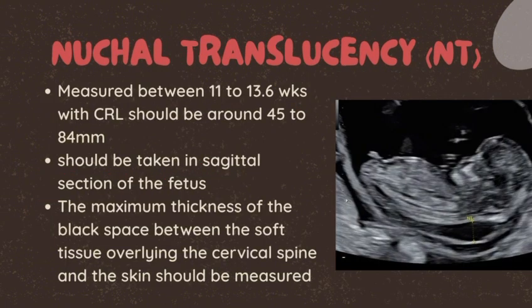The fourth slide is about nuchal translucency. Nuchal translucency, or NT, refers to the fluid-filled space at the back of the fetal neck. NT is measured between 11 and 14 weeks of gestation, when the crown rump length, also known as CRL, is between 45 to 84 millimeters. The measurement should be taken in the mid-sagittal section of the fetus. The maximum thickness of the black space between the soft tissue overlying the cervical spine and the skin is measured, as this area represents the nuchal translucency.